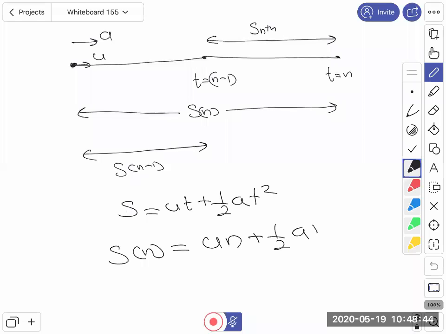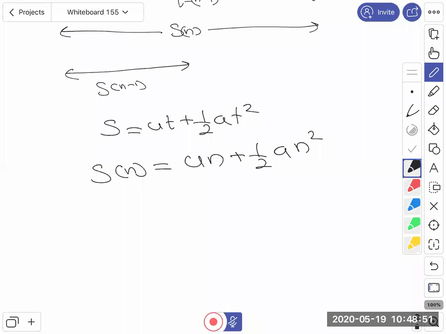So u plus a un plus half into a into n square. Now we can find out what is displacement in n minus 1 second. Now instead of n we can put n minus 1. So it is u into n minus 1 plus half into a into n minus 1 the whole square. Is it clear? What did we do, did you understand? We put n and n minus 1 in place of time.